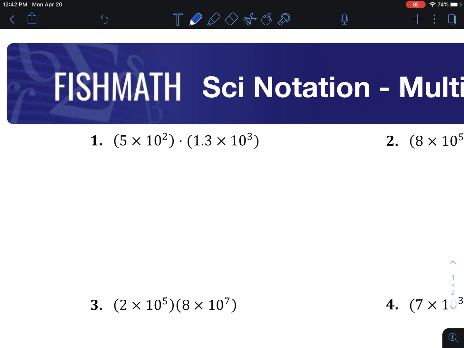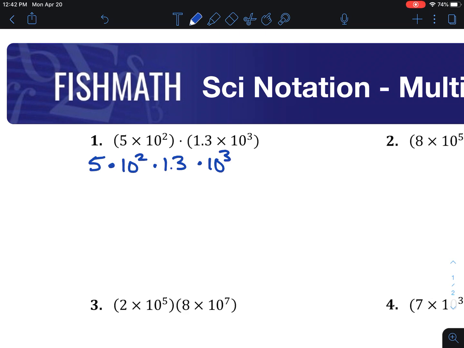So what we're going to do here is use the commutative property to rearrange these pieces. It's going to look like this. We actually don't need the parentheses because it's all being multiplied. So I'm going to make all my times signs into dots. So 5 times 10 squared times 1.3 times 10 cubed. I've just dropped the parentheses and made the x times signs into dot times signs.